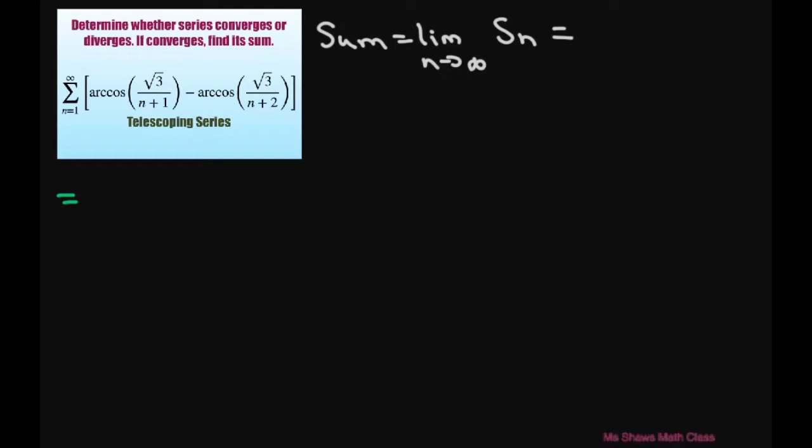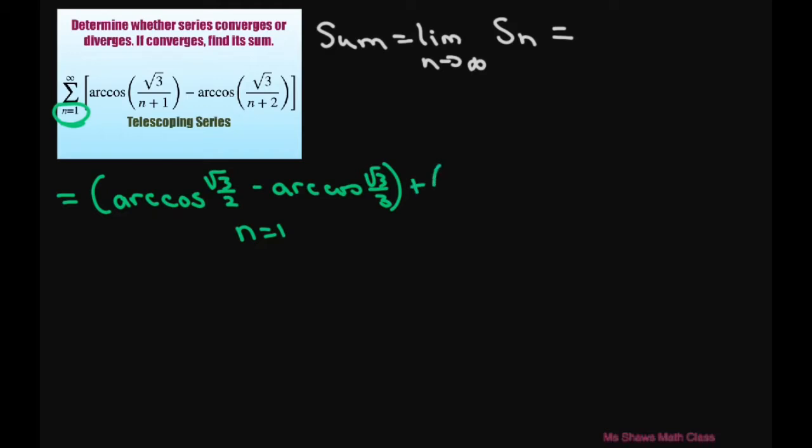So for n equals 1, we're going to get arc cosine of square root of 3 divided by 2 minus arc cosine of square root of 3 divided by 3. This was for n equals 1. Then you're going to have plus, for n equals 2, arc cosine of square root of 3 divided by 3 minus arc cosine of square root of 3 divided by 4.